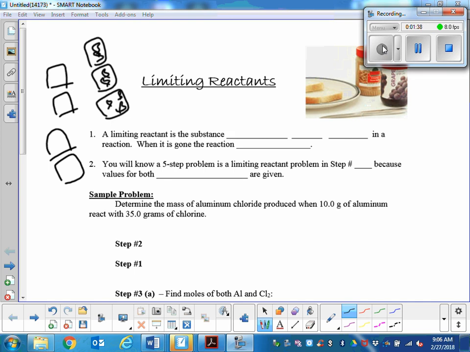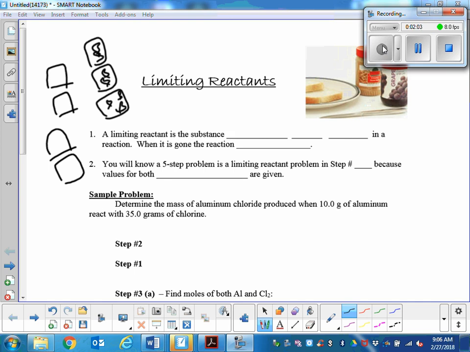What is that? My recipe calls for 2 bread slices and a cheese slice in between. How many bread slices do I have? 4. How many cheese slices do I have? 3. How many sandwiches can I make? 2. What limited the amount of sandwich I could make?